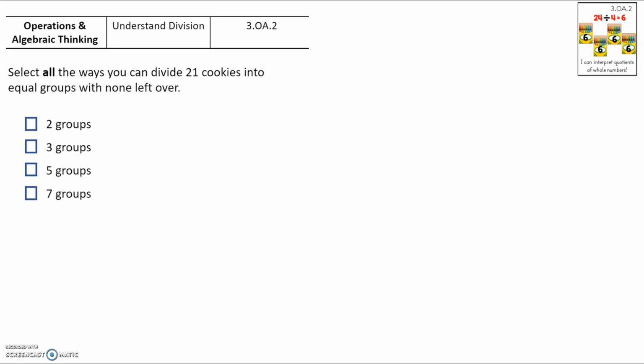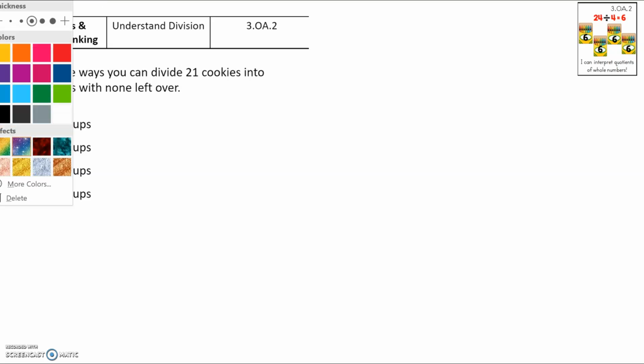Our first problem today is dealing with Standard 3.08.2, and it means I can interpret quotients of whole numbers. And our problem is select all the ways you can divide 21 cookies into equal groups with none left over. And to do that, if you know you have multiplication division facts, this might be easier. But if you're not really sure, then we can draw pictures to help us.